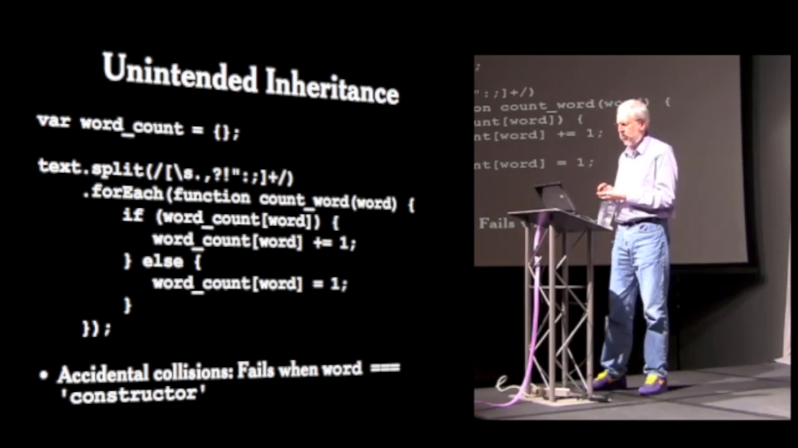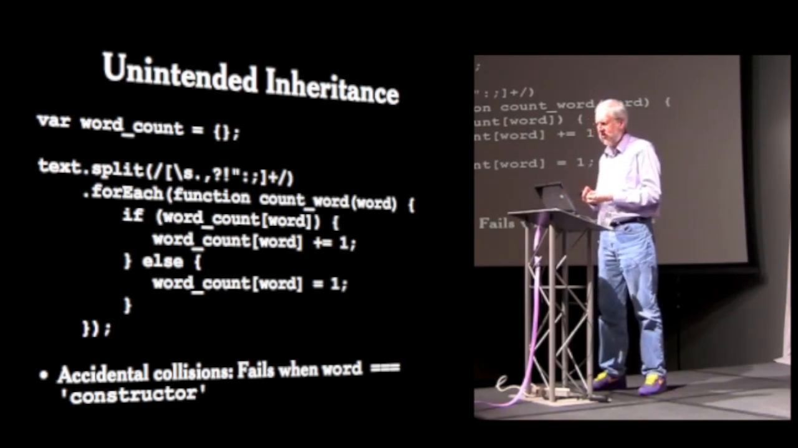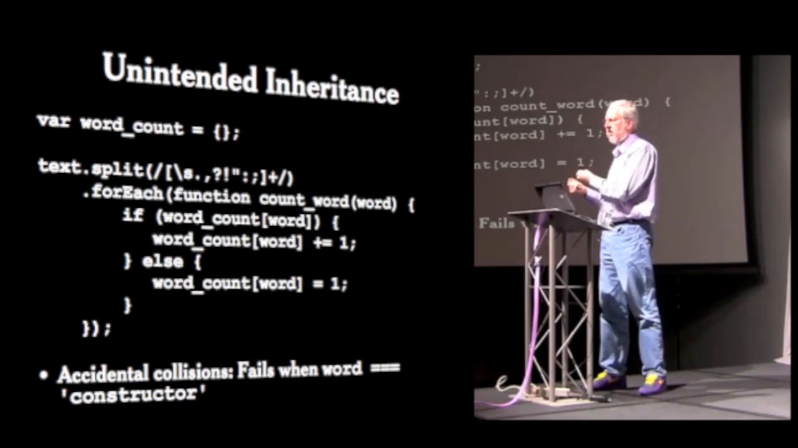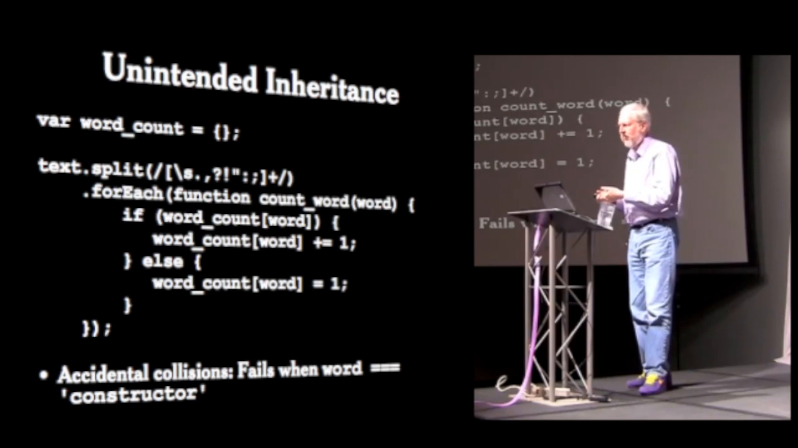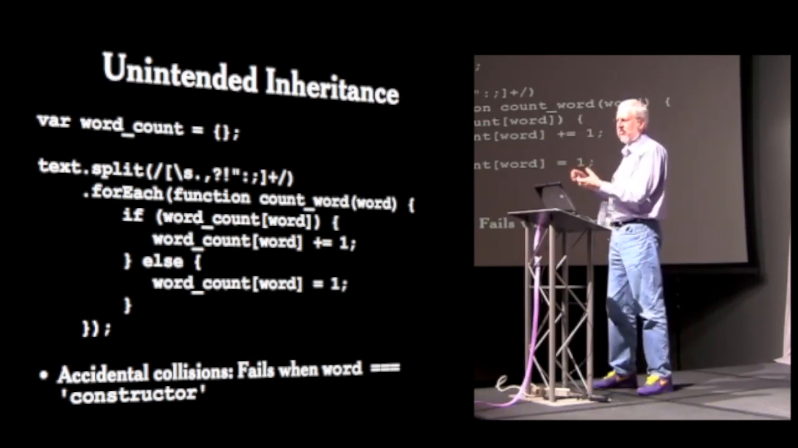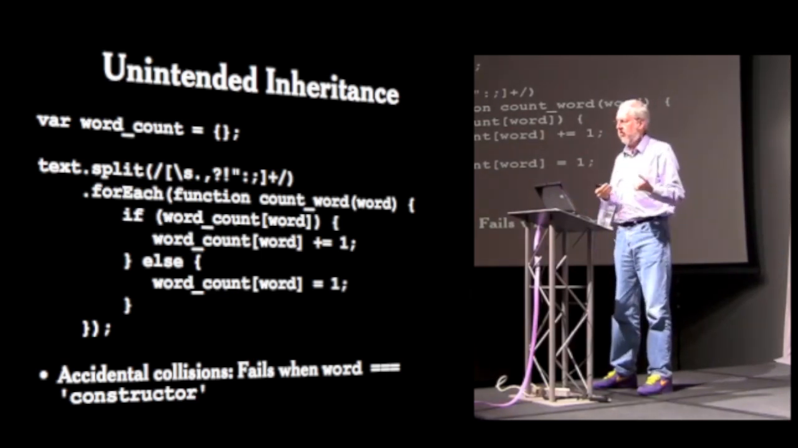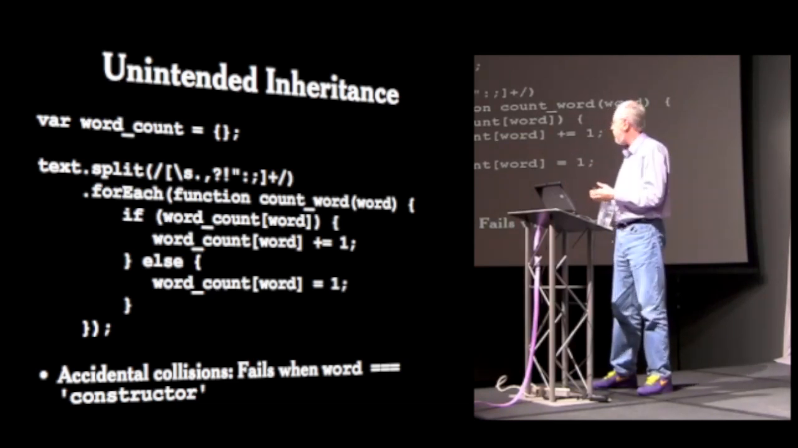One of the things that's repaired by the new ES5 features is a large class of unintended inheritance problems. So this is one of them. I want to count all of the unique words in a text. So I create a word count object which will contain all of the words. The keys will be the words themselves, and the values will be the number of occurrences we see. Then we'll pass our text to split and split it on white space and punctuation. And then we'll call forEach on the array that split returns, passing in a function which will go through and count all of the words that it finds.